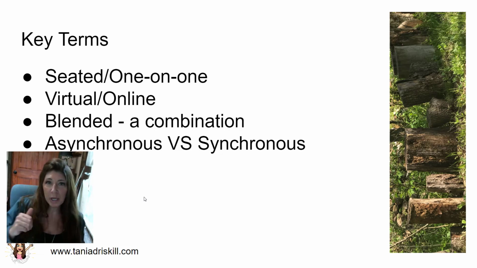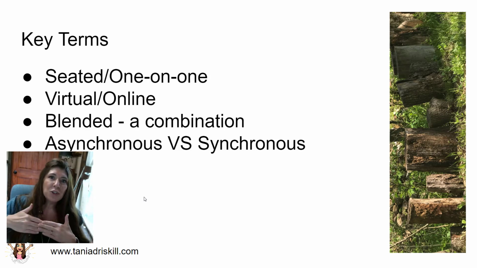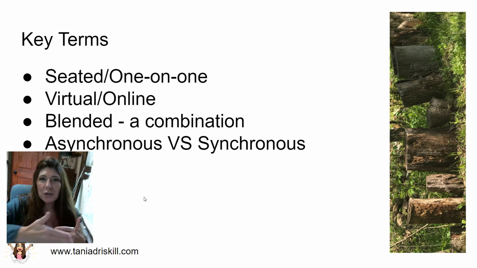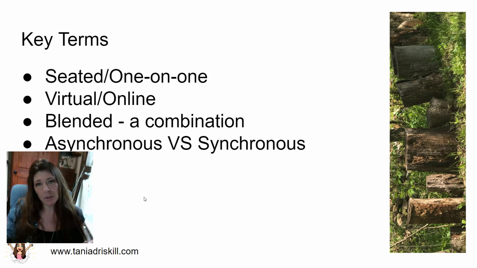Okay, so first of all, a few key terms. Seated or one-on-one instruction refers to an in-person meeting with the child. So that's what we are all typically accustomed to, that traditional setting where you actually see your student. Virtual or online just means you are communicating through this digital interface. Okay, so you're not in person. And then blended is a combination of these two. It means you see the kid in person at times, and then you're also having this online virtual instruction.